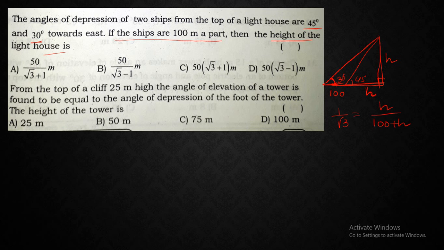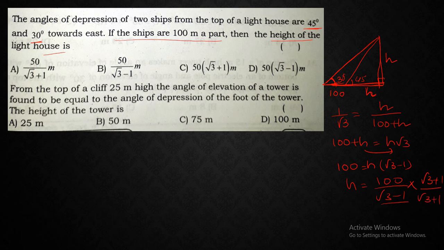Since I need the height, doing cross multiplication, 100 plus h is equal to h root 3. Transposing this h and taking h as common, this becomes h times root 3 minus 1 is equal to 100. So h is equal to 100 by root 3 minus 1. Do we have this option? Since we don't have this option, we are going to rationalize the denominator.